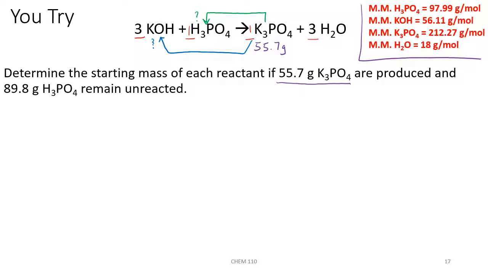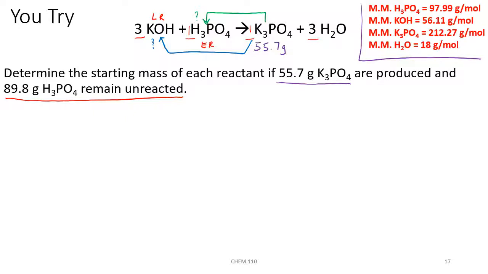This problem tells us a little bit about our limiting and our excess reactant in the words. It says 89.8 grams of the phosphoric acid remain unreacted. If there's unreacted phosphoric acid at the end, that must mean that the H3PO4 is our excess reactant. Therefore, the potassium hydroxide must have been our limiting reactant.